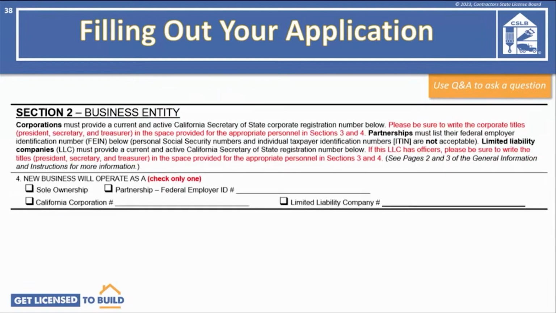Section 2, Business Entity. In Section 2, you will select your business entity. If you are applying for a corporation or LLC, you will need to provide your registration number provided to you by the Secretary of State. Make sure you pay extra attention to the instructions in this section pertaining to the entity for which you are applying.